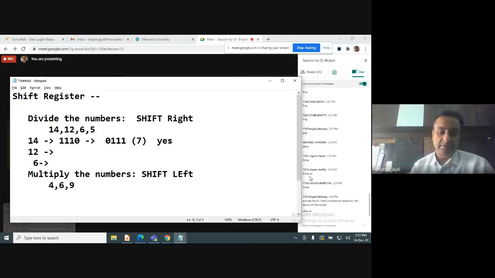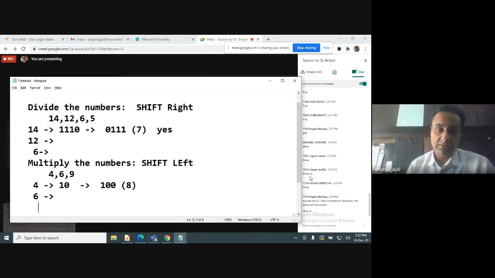Here shift left means you use 4. What is the value of 4? That is 100. Right? Now when I shift on this side, I put one more 0 on the right side. So 0, then 0, and then 1. So this becomes, what is this value? 1000, sir. It is 8. So it becomes double, right? So multiply, it becomes double. So for 4 it becomes 8. It's correct. Try for 6, and also try for 9.